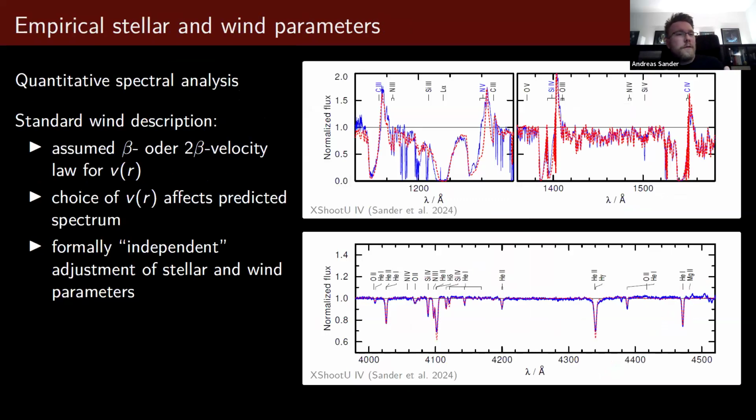Now, the stuff I've talked about so far is the more standard way of using quantitative spectral analysis with empirical stellar and wind parameters, but formally they are both independent parameters of the model.